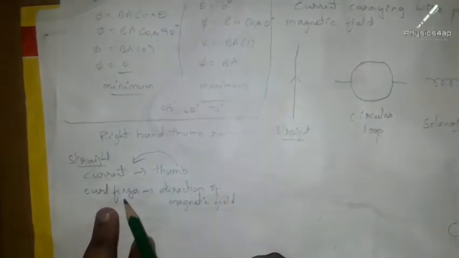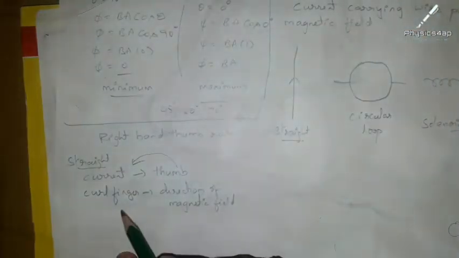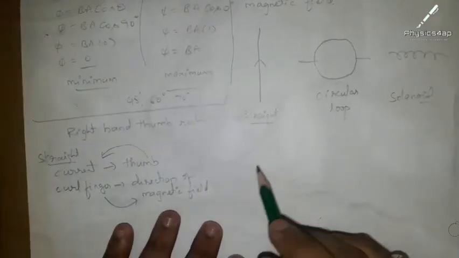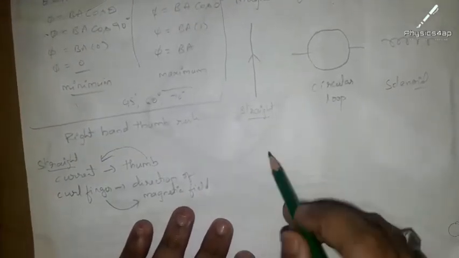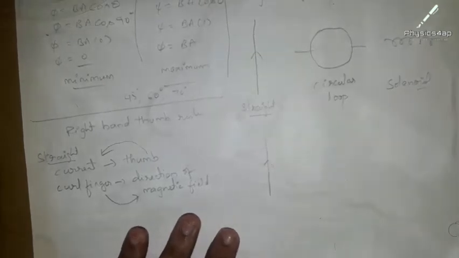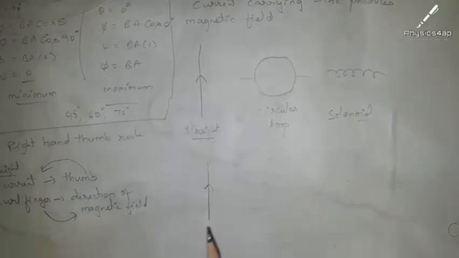That is the curved fingers. The curved fingers will be the direction of the magnetic field. Now one example I am going to show you here. So this is a straight wire. Assume it is a straight wire and the current is moving in upward direction.